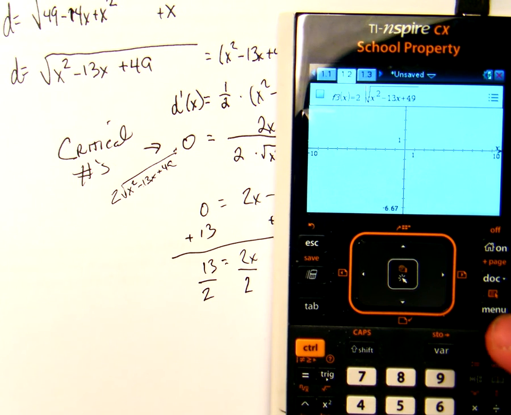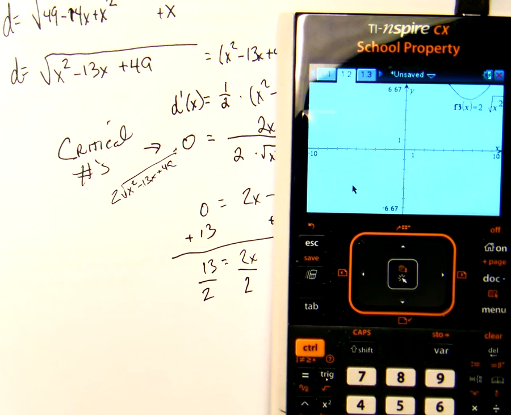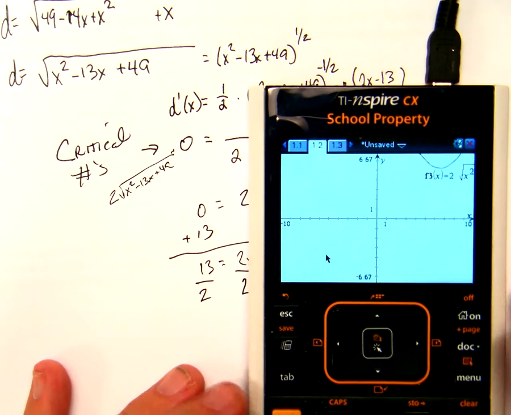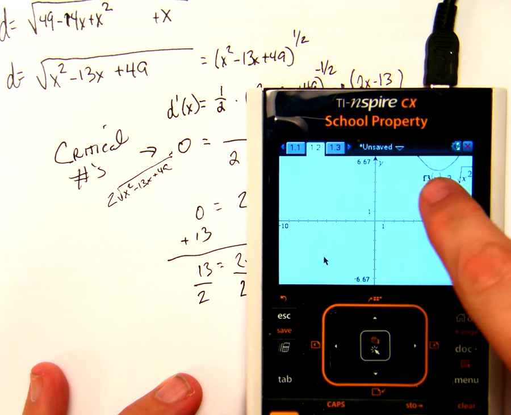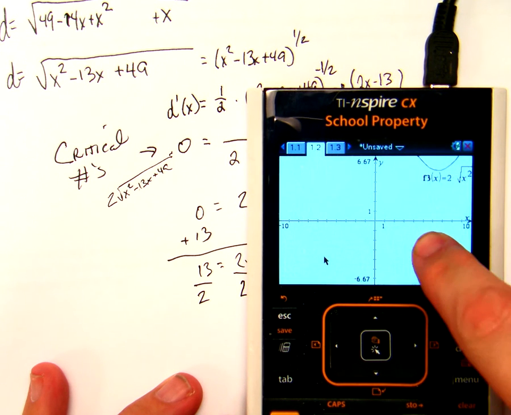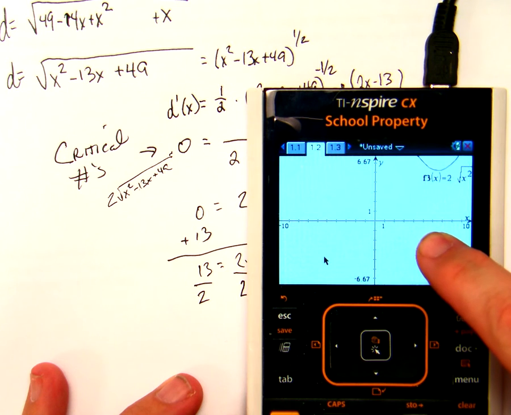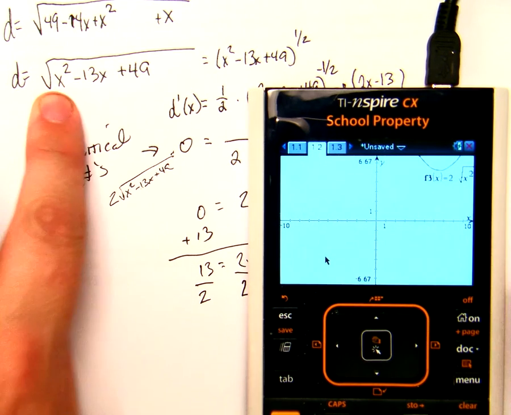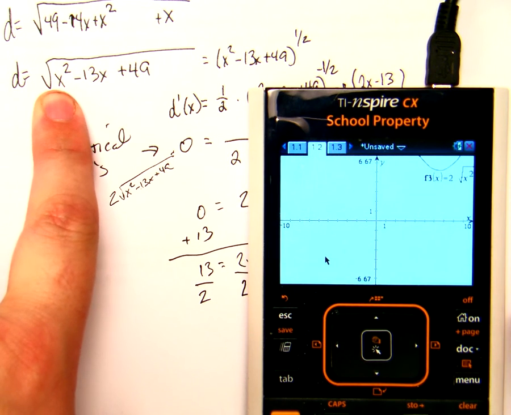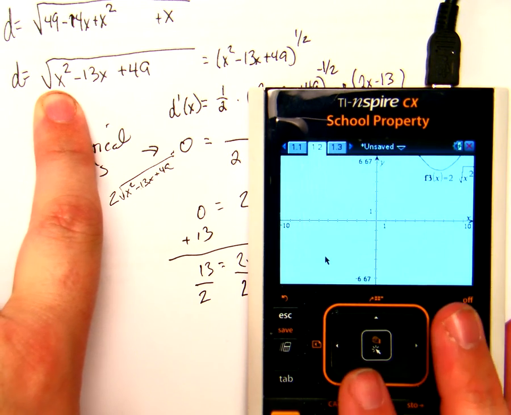Does it hit? No, we can tell just by here that the parabola is going to be above the x-axis, so am I going to get any zeros out of it? No, so this number, thankfully, is always positive. So I don't have to worry about anything with that. So I only have one critical number.